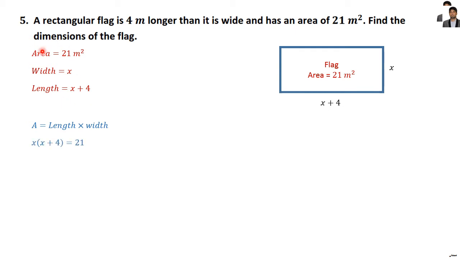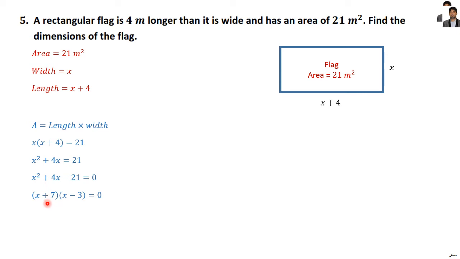Put these values in this formula and we will get x times x plus 4 is equal to 21. Simplify it, x square plus x times 4, 4x is equal to 21. Shift 21 to the left side, we'll get minus 21. And again we have a quadratic equation and we will solve this equation using factorization method. You can use quadratic formula. So we need two numbers. When we multiply, we should get minus 21. And when we add, we should get 4.